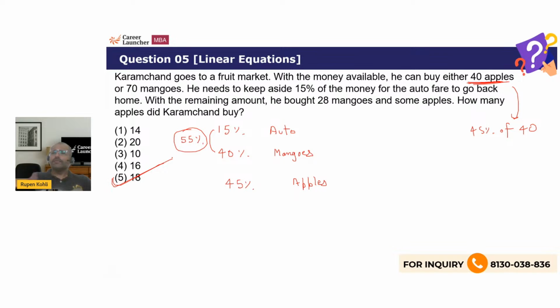You could have done it with variables, but the question is from linear equations, but I converted it into percentages. I have deliberately kept the headline as linear equations so that you might be tempted to take variables and create equations, and when I'm solving I'm not doing anything of the form linear equations. I've converted the question to nothing but percentages. That's the beauty of it.